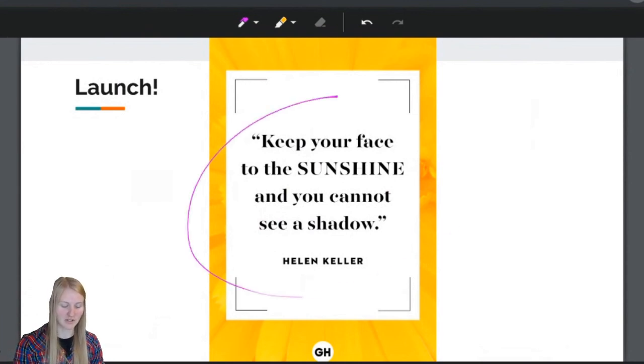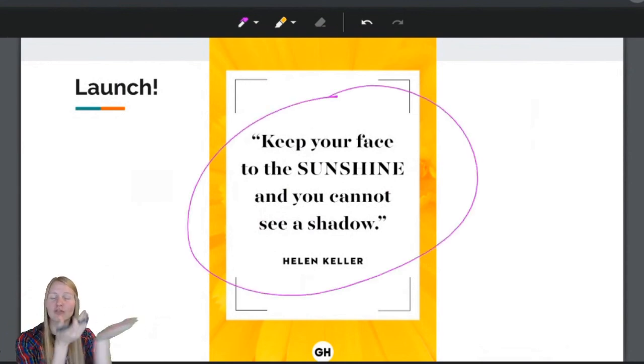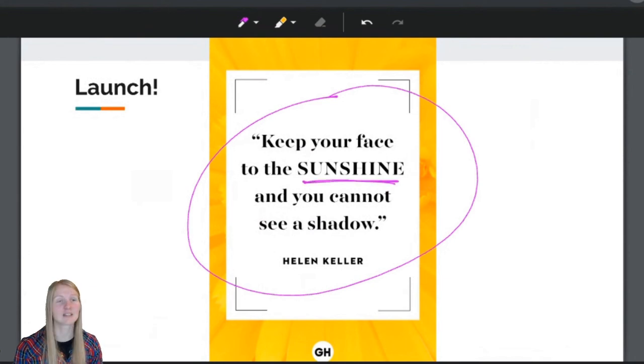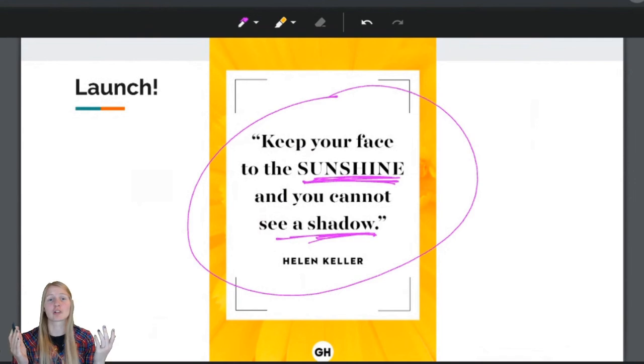So, while this is factually correct physically, it is also correct emotionally and mentally. If you focus on the positive things, keep your face towards the sunshine, look at the light, look at the positive things, you won't be able to see the darkness. You won't be able to see the shadow. So focus on the sunshine. Don't focus on the shadows.